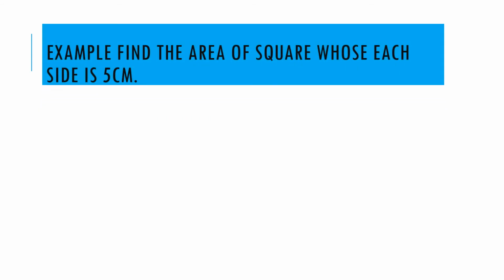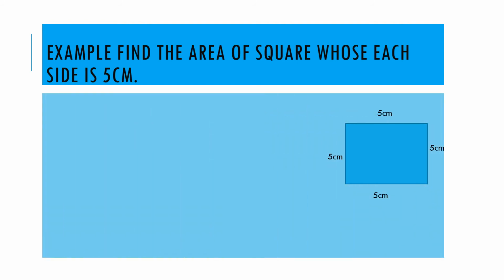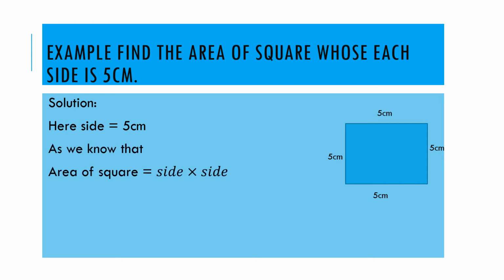Example: find the area of a square whose each side is 5 centimeter. It is a square having sides 5 centimeter, 5 centimeter, 5 centimeter and 5 centimeter. All are equal in measurement. Now solution is, here side is equal to 5 centimeter. As we know that area of a square is side into side. Side is equal to 5, 5 into 5 is 25 square centimeter. Area is measured in square centimeter.